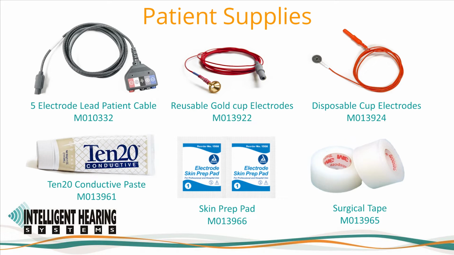To acquire the CAEPs with the Duet device, you will need standard supplies such as skin prep pads to prep the electrode sites, the 5 electrode lead patient cable, reusable gold cup electrodes or AMBU disposable cup electrode leads. These will be used with 10-20 conductive paste to adhere to the patient's skin and will be affixed to the patient with surgical tape.